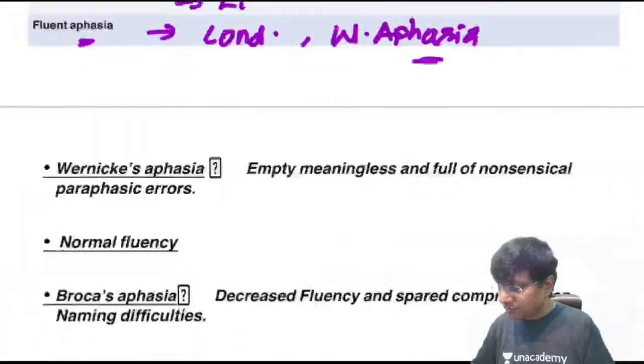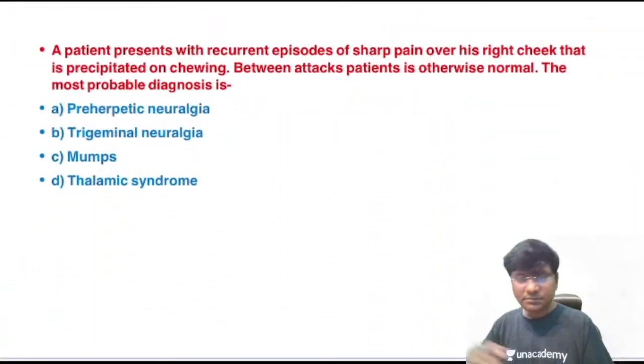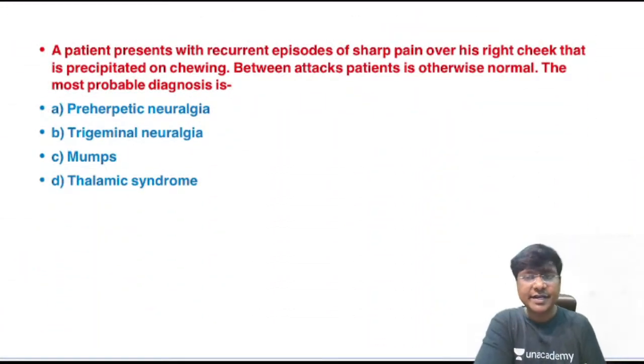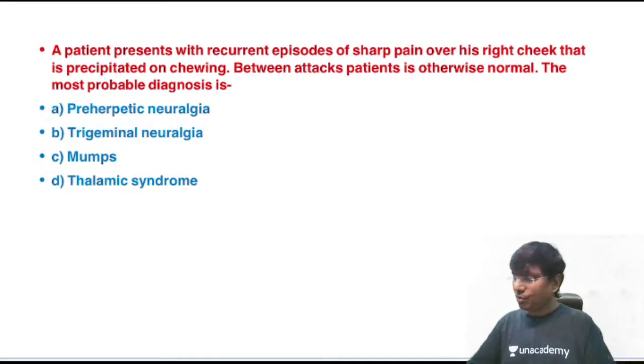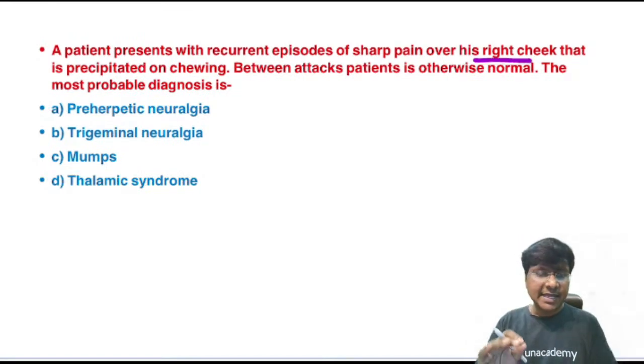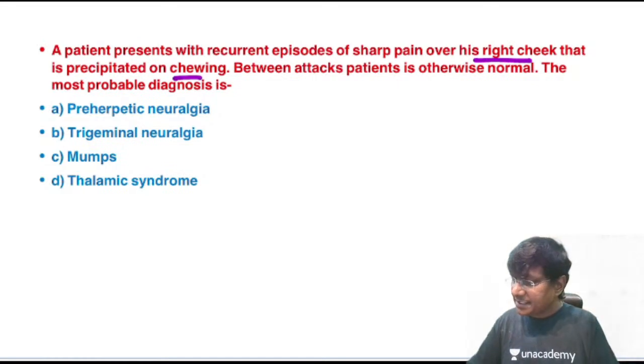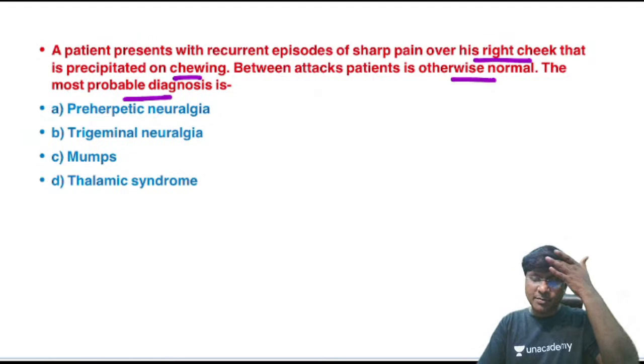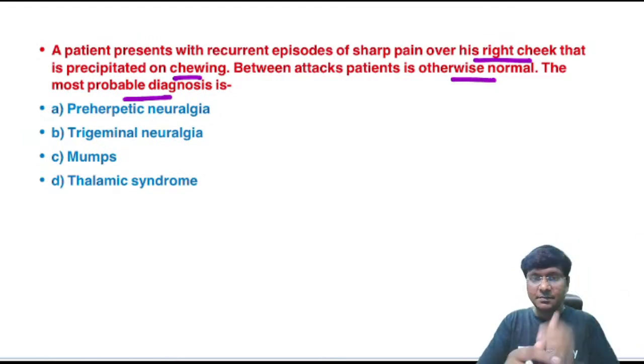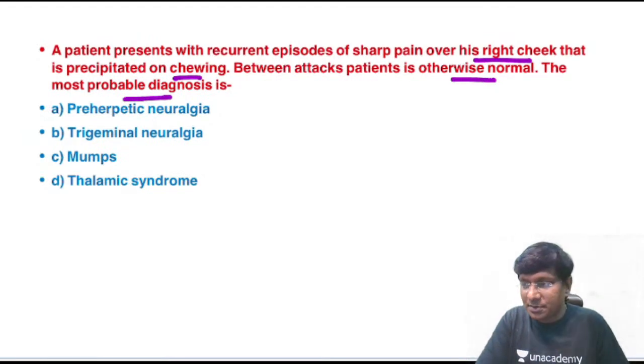Now we'll move on to the next topic. A patient presents with recurrent episodes of sharp pain over the right cheek, precipitated on chewing. Between the attacks, the patient is otherwise normal. What do you think is the most probable diagnosis?